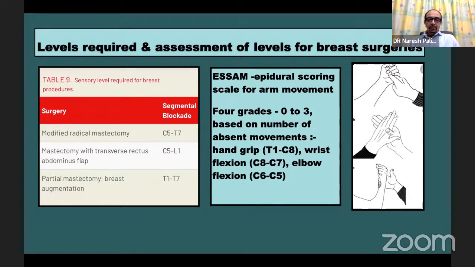The epidural scoring scale for arm movements, which is used for assessment of the epidural, can well be used for segmental spinal at mid-thoracic levels. The scoring is 0 to 3 for each: hand grip T1, C8; wrist flexion C8, C7; elbow flexion C5, C6.